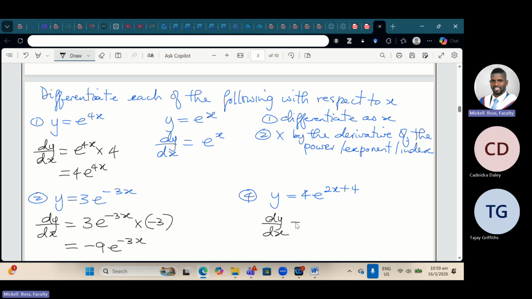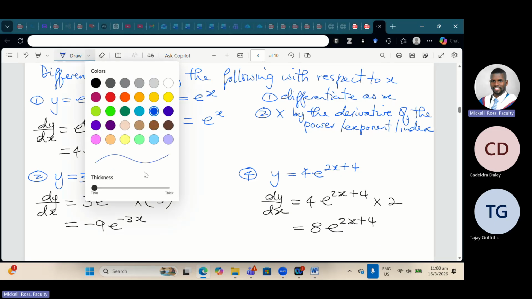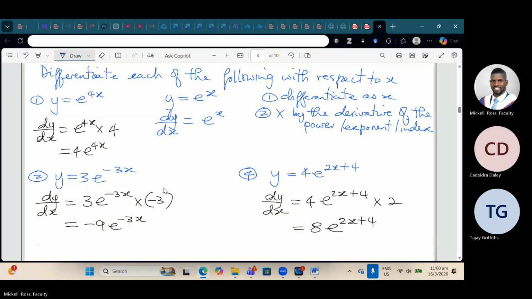Differentiate as is. So I'm going to get back the same thing and then multiply by the derivative of the exponent. If I differentiate this exponent, what would I get? Sir, 2. So I would get 2 times 4, that's 8e to the 2x plus 4. Is there anything I need to clarify for anyone? No, sir.